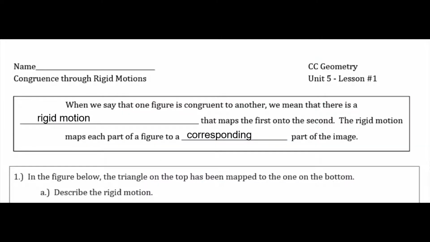So up to the top of the sheet, when we say that one figure is congruent to another, it means that there is a rigid motion that maps the first onto the second. So that could be a reflection, a rotation, or a translation. Just always keep in mind, you put the figures on top of each other, they're going to match up perfectly. So the rigid motion maps each part of a figure to a corresponding part of the image, which we'll talk further about in the next question here.